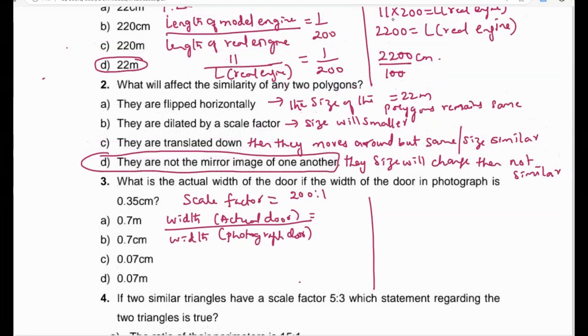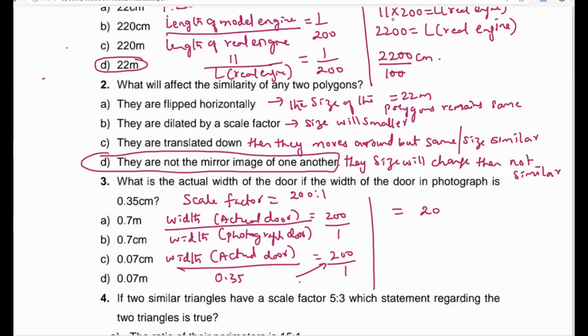The next one you have is 1. We have taken as 200 by 1. Okay, so what is here? Real engine is 200 and then the model is 1. So here we can take it as 200 is to 1. Now, width of actual door equals, divided by, they have given here it's 0.35 equals 200 divided by 1. So if you do cross multiplication here, you can get 200 into 0.35 by 1 is nothing.